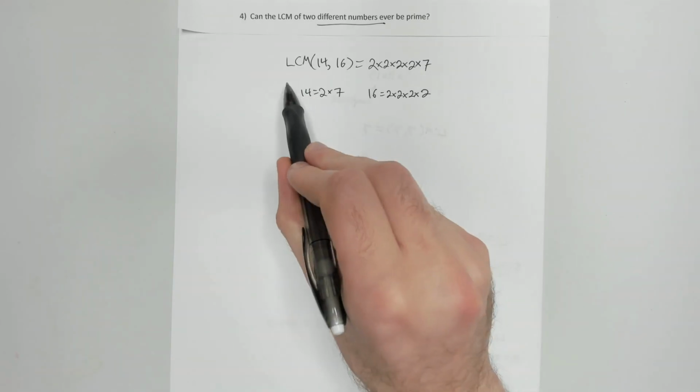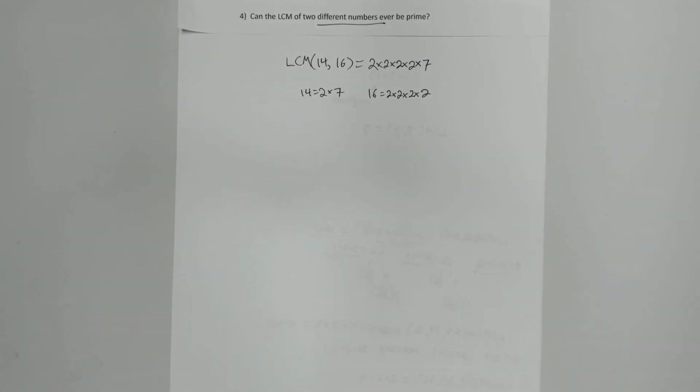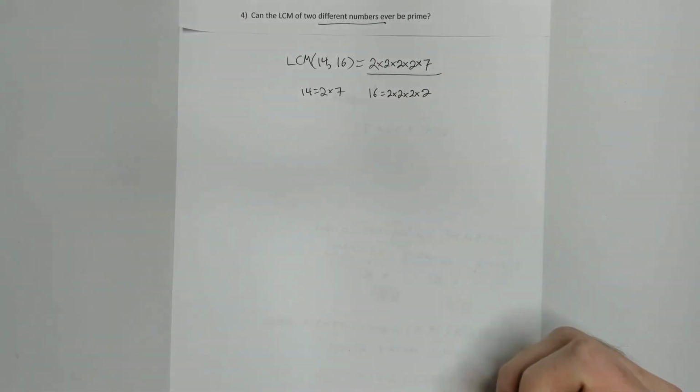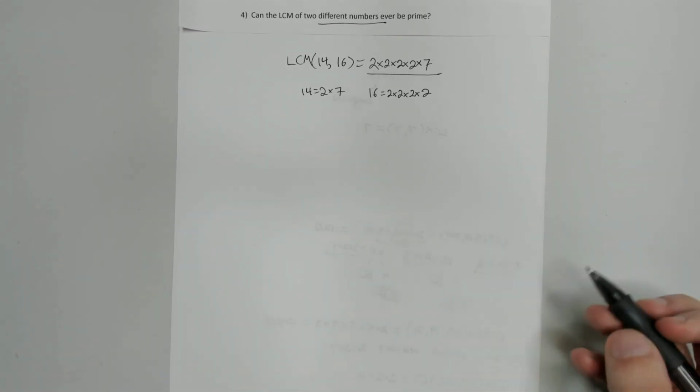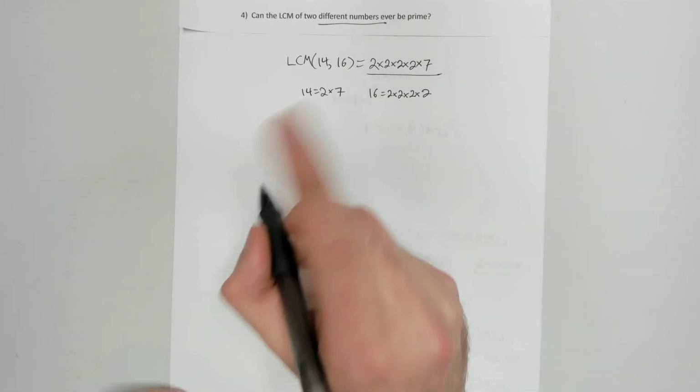But the thing is, how are we producing this lowest common multiple? We're producing it by multiplying a bunch of stuff together, right? And if it's two different numbers, we're going to be having to multiply their prime factors together. So this number should pretty much always be composite. And that is true pretty much in every case, except for one.